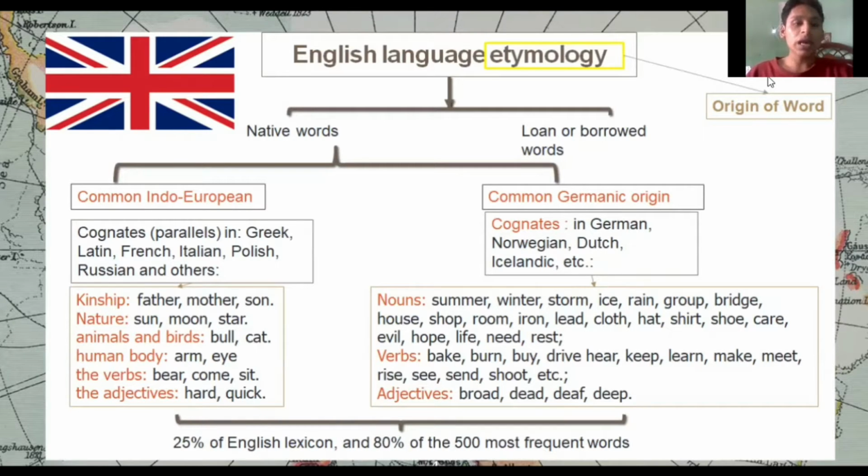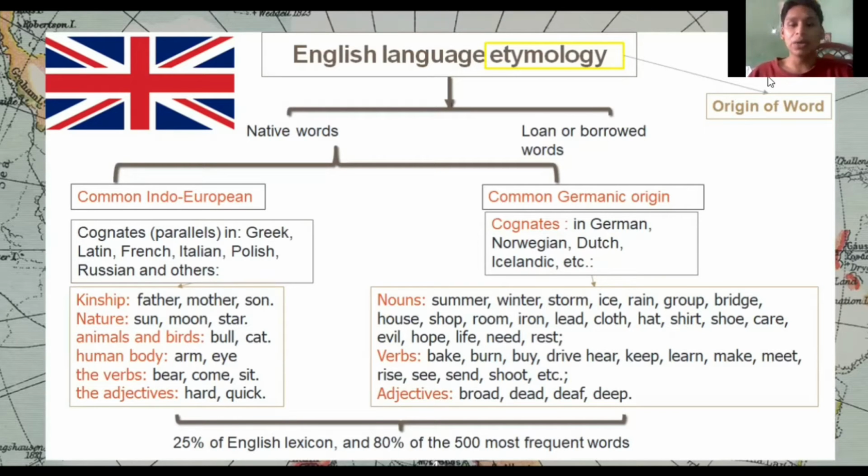Some words of the common Indo-European that form part of the English native words are kinship words like father, mother, son; nature words like sun, moon, and stars; animals and birds like bull, cat; human body words like arm, eye; the verbs bear, come, sit; and the adjectives hair, heart, and pick.